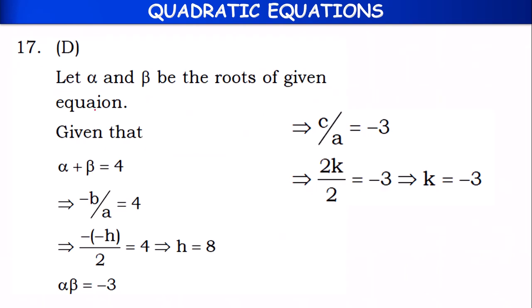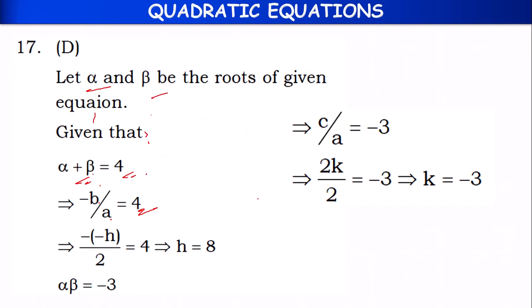So let alpha and beta be the roots of the given equation, children. Given that alpha plus beta equal to 4, means the sum of the roots, which is equal to minus b by a. Minus b by a equal to 4.